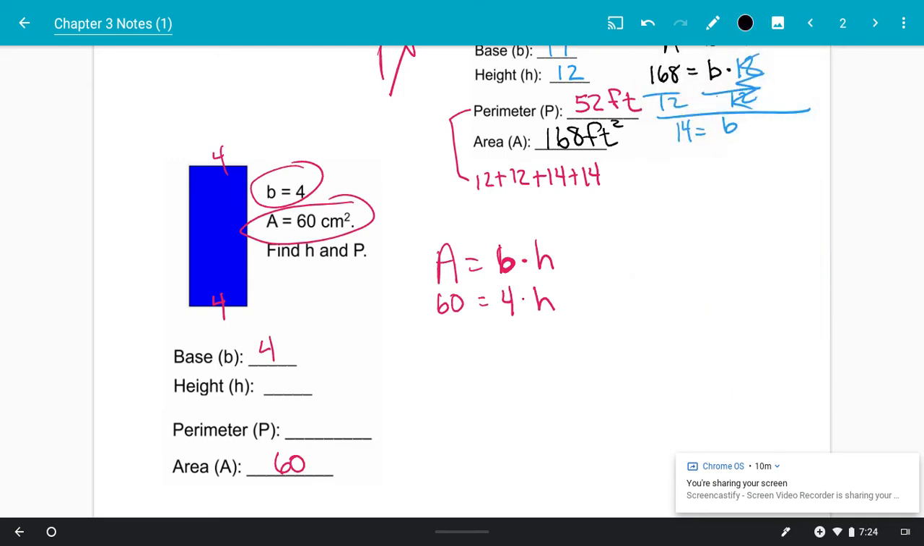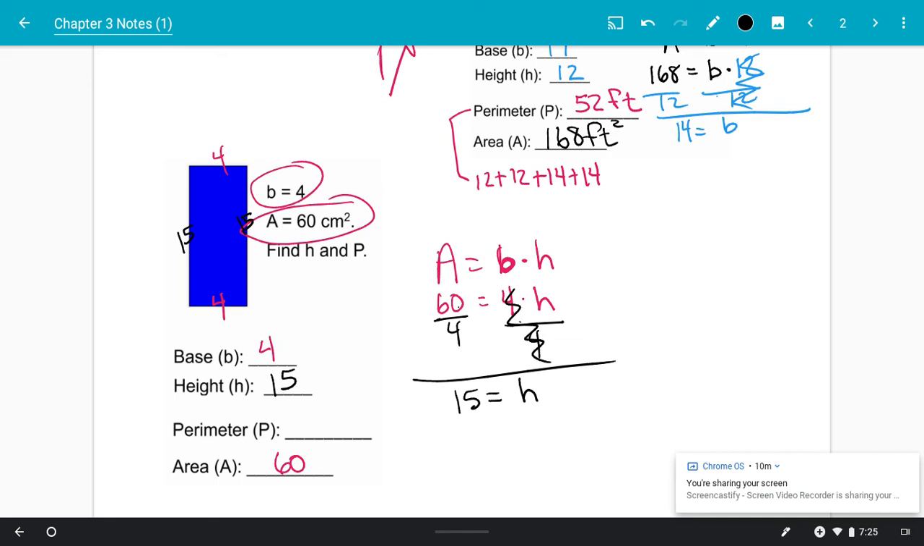So in order to do that, we can divide by 4. Divide by 4. These drop. We have h on this side. 60 divided by 4 is 15. So that means h is 15.